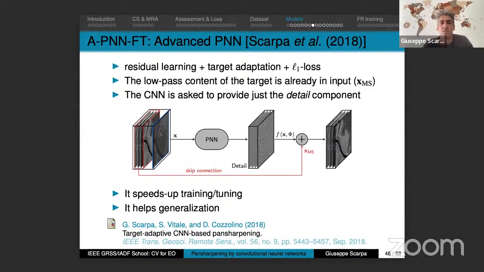In this case, we have used a single global residual block with three skipped convolutional layers. Other networks include more residual modules. We will refer to this modified PNN architecture as APNN, to be distinguished from the APNN-FT that also includes the target adaptation or fine-tuning phase.